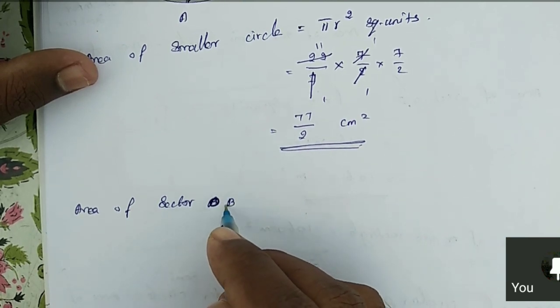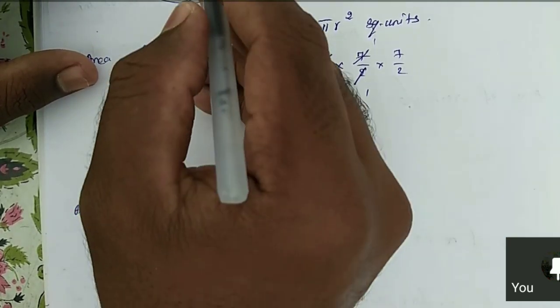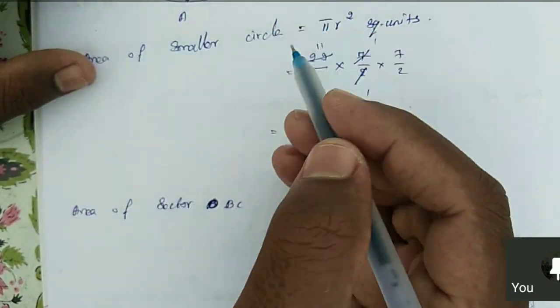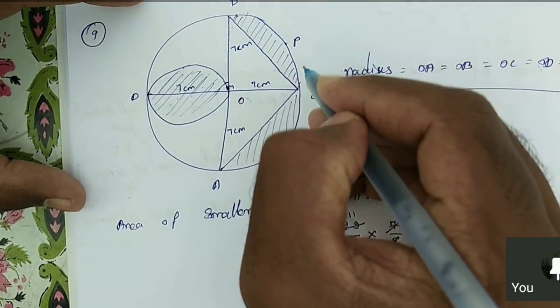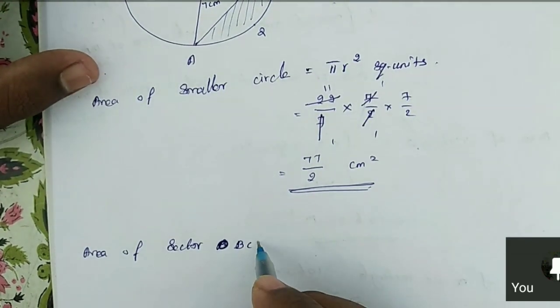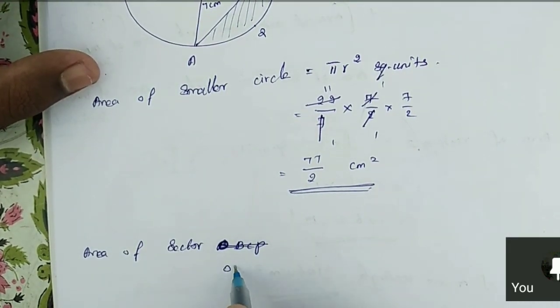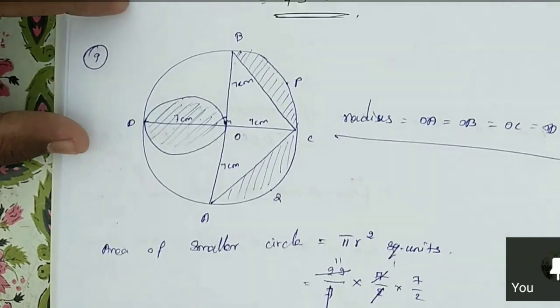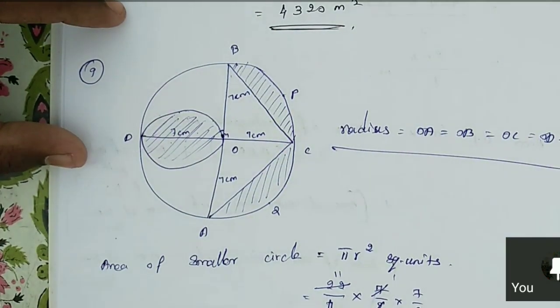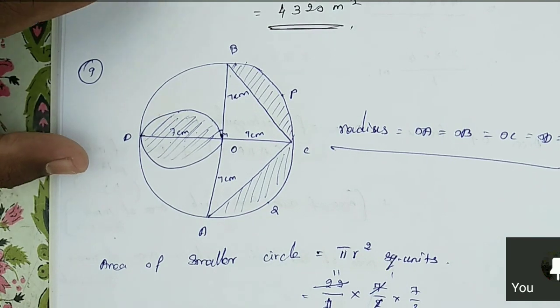O, B, C. Here you can keep a point, that is P. Here Q. The area of the sector OPBCO. Clear?